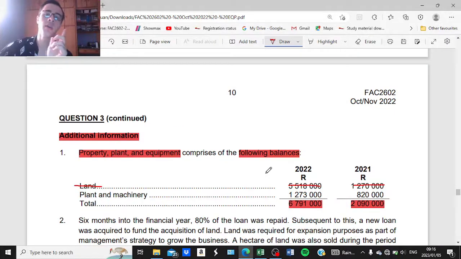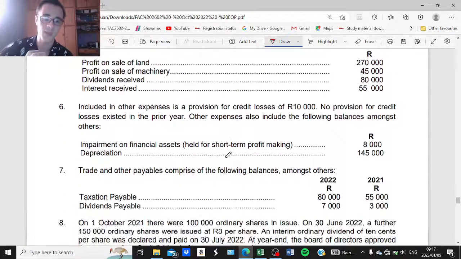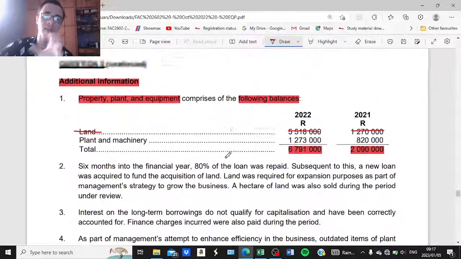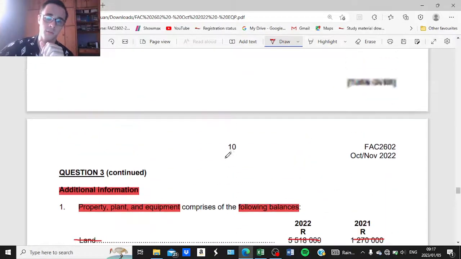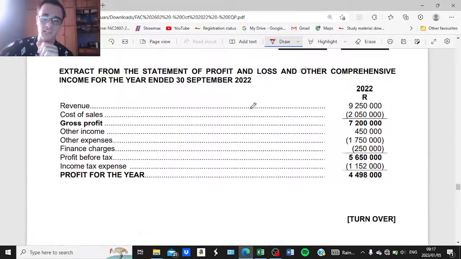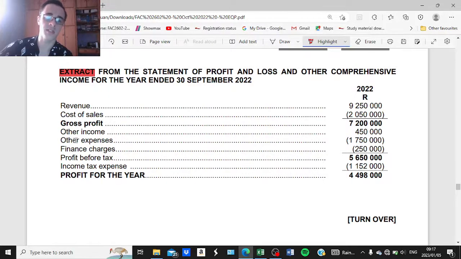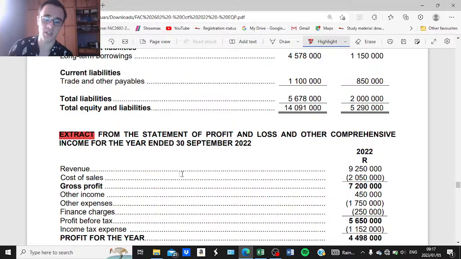All right. So where do we look for revaluation surplus? If it's not given in the information, that being under additional information, it should be given in the statement of profit or loss and other comprehensive income, which is usually an extract given as part of your information. And you will notice that beneath the statement of financial position, there is an extract from the statement of profit or loss and other comprehensive income. Now, according to this extract, there was no other comprehensive income for the current year.